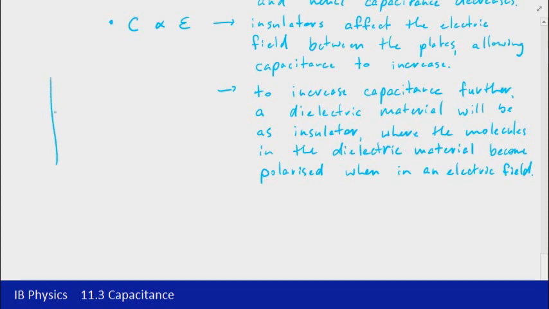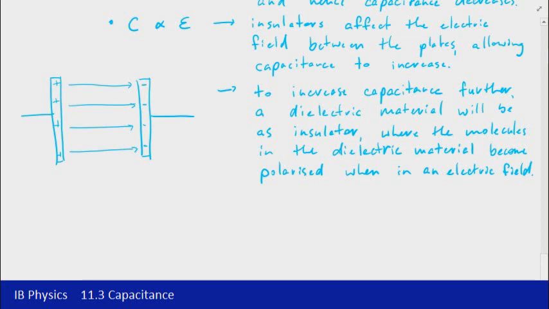So for our diagram, we'll have the positive plate on the left-hand side and the negative plate on the right-hand side. So that then means that the electric field that will be established between the two plates will be going from the left to the right. So it would have an electric field that's in this direction. Now, if we were to then place a dielectric material in the middle here, what's going to happen with the molecules that are in that dielectric material? So imagine we've got the one here.